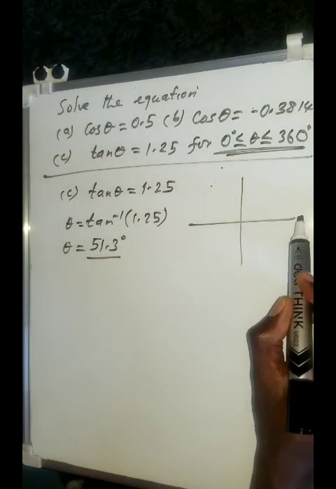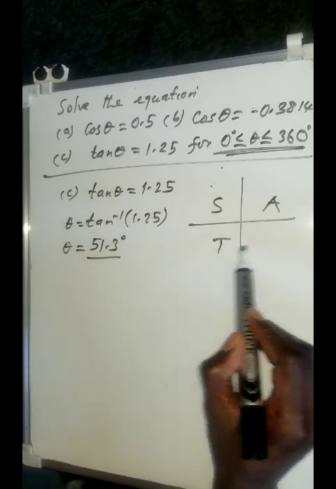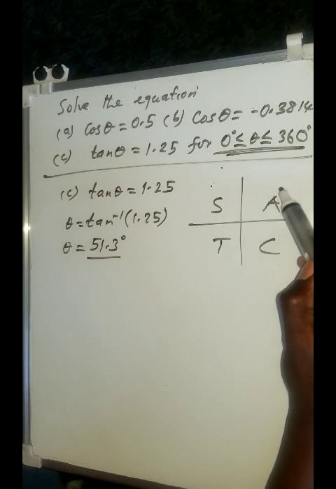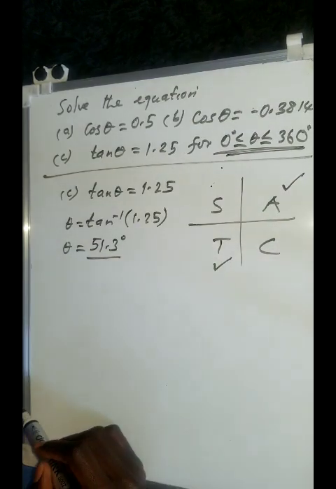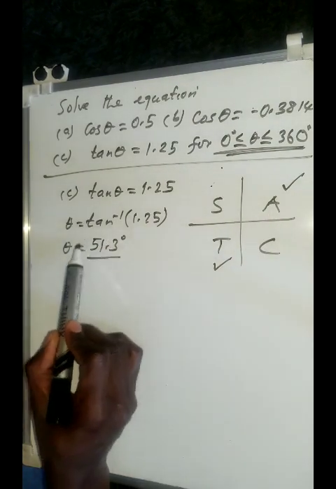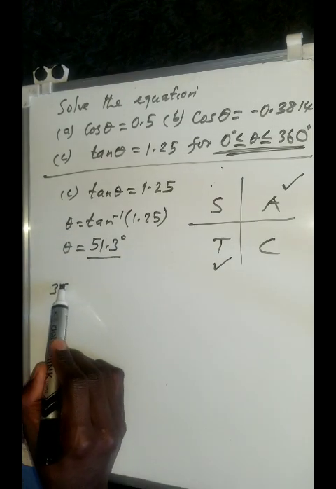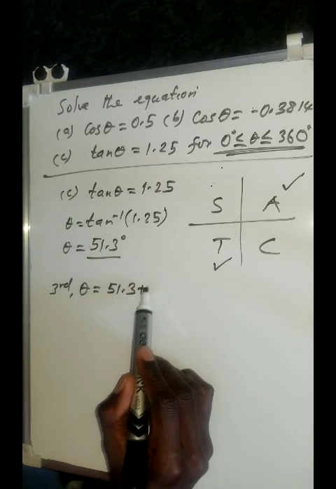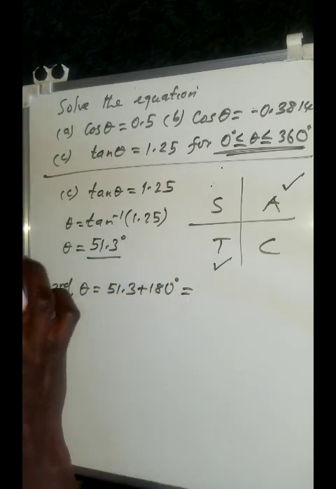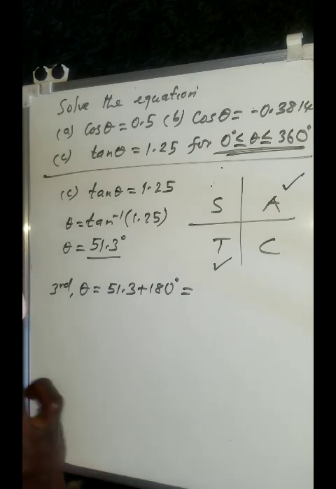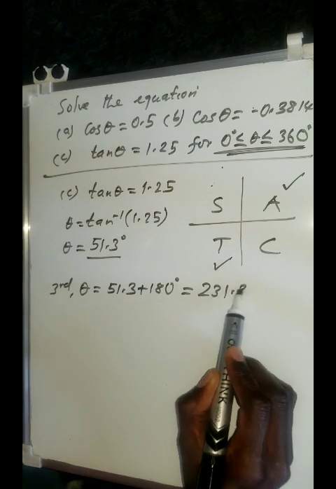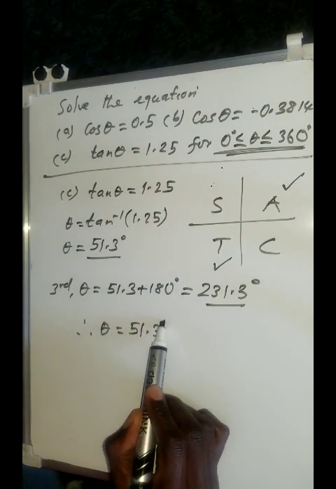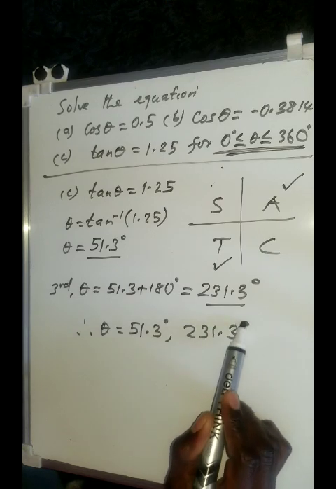So where do my angles lie? All students take chemistry. Remember, this is positive. So where tan is positive, that's where you are getting your solution. In the first quadrant automatically and in the third quadrant. So the angle in the first quadrant is the one that we got. How do I get the angle in the third quadrant? You just say 51.3, the angle in the first quadrant, plus 180 degrees. So it will be 51.3 plus 180, which will give us 231.3 degrees. Therefore, my angles will be 51.3 degrees and 231.3 degrees.